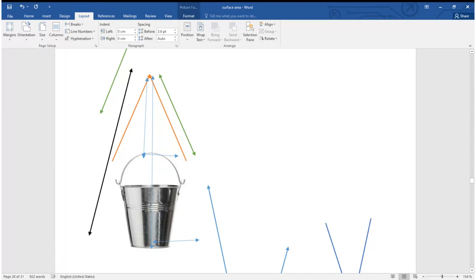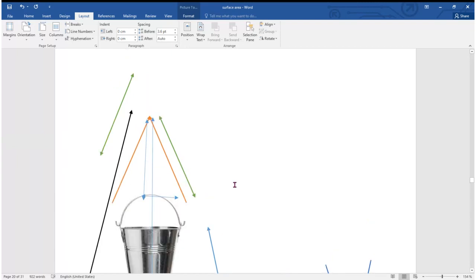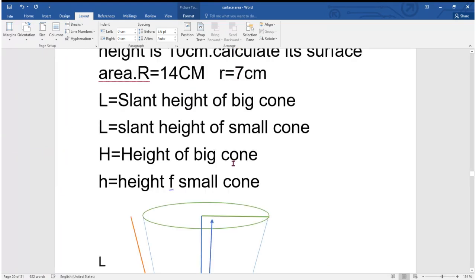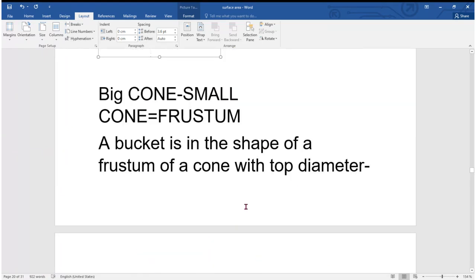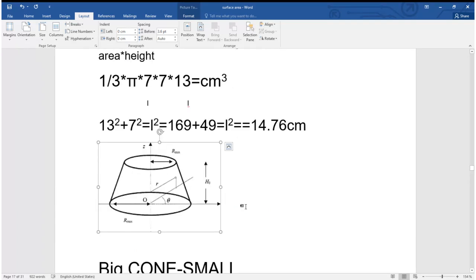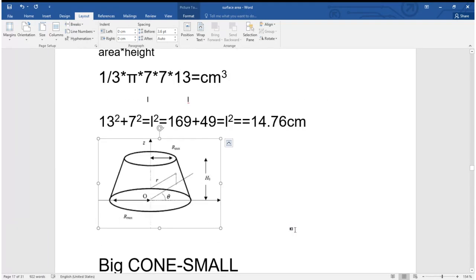So we continue with the frustum. A frustum, we have said we are going to look at the frustum of a cone. There's also a frustum of a pyramid, but that one we are going to cover in another part, not this part. So a frustum looks like this, or like what I've just done here. It's in the shape of a bucket.